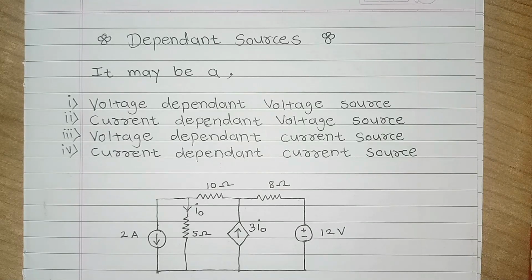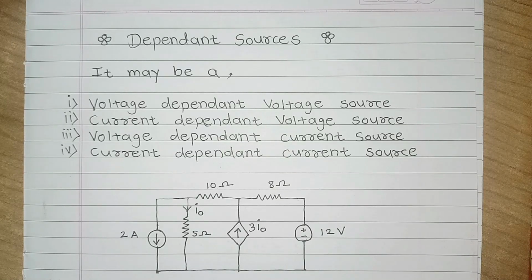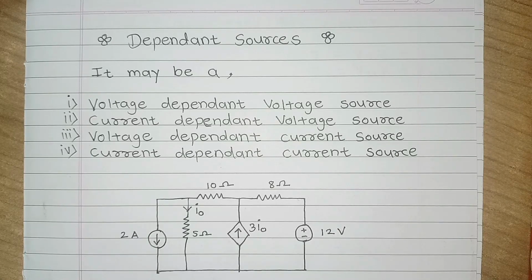Now we will see dependent sources. What is a dependent source? A dependent source is a source whose value is dependent on the voltage or current of any branch of a circuit.